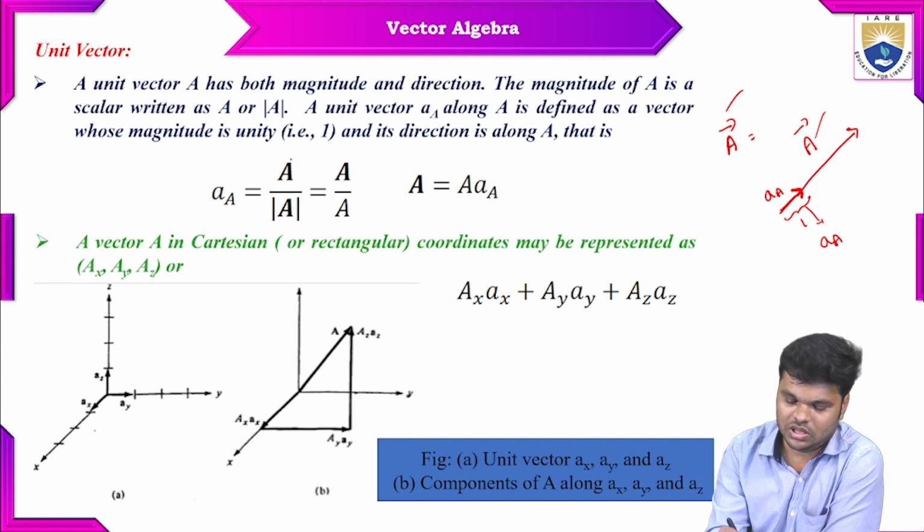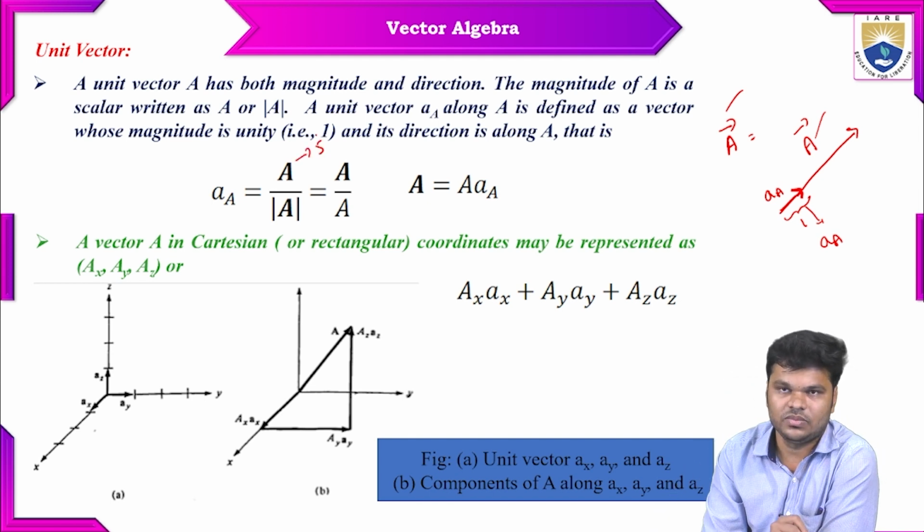Suppose the magnitude of this one is 5. To make the magnitude of this one 1, then what should I do? I should divide this vector by its magnitude. So 5 divided by 5 gives 1. So A by mod A.